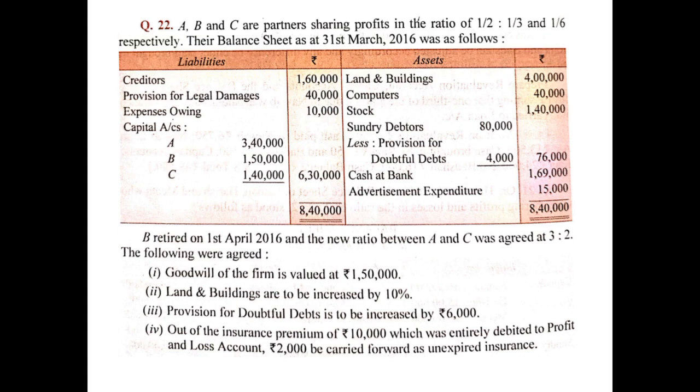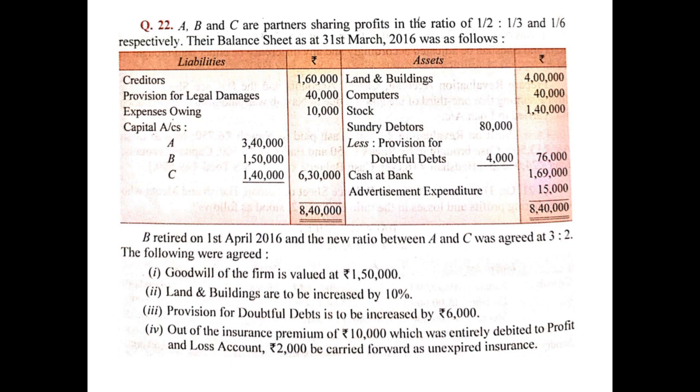A, B and C are partners sharing profits in the ratio of 1/2, 1/3 and 1/6. As you can see, since the denominator is not the same, the ratio is not correct. So in order to make it correct, you will convert the denominators into one same denominator, that is 6, for which you will multiply 1/2 by 3/3, which will give you 3/6. Then you will multiply 1/3 by 2/2, which will give you 2/6. So the new ratio will come to 3:2:1.